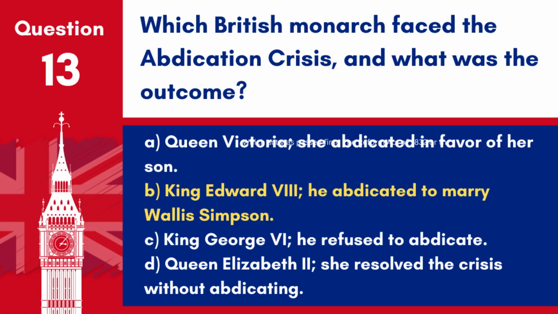Answer. B. King Edward VIII. He abdicated to marry Wallis Simpson. The Abdication crisis of 1936 involved King Edward VIII, who chose to abdicate the throne in order to marry Wallis Simpson, an American divorcee, which was opposed by the Church of England and the government.